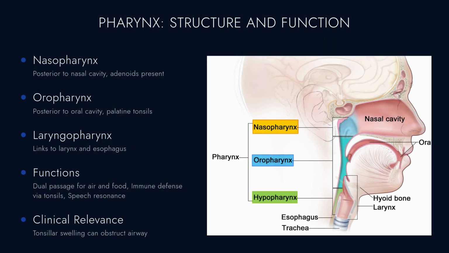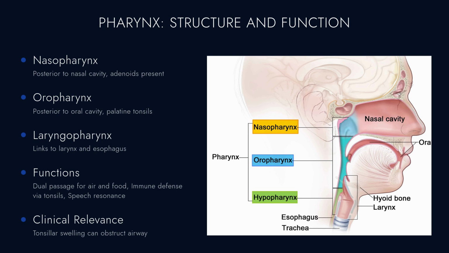Pharynx. Structure and function. The pharynx is a muscular tube with three regions. The nasopharynx, behind the nasal cavity, contains the adenoids, which are lymphoid tissue aiding immunity. The oropharynx, behind the mouth, houses the palatine tonsils and serves both air and food. The laryngopharynx connects to the larynx and esophagus.